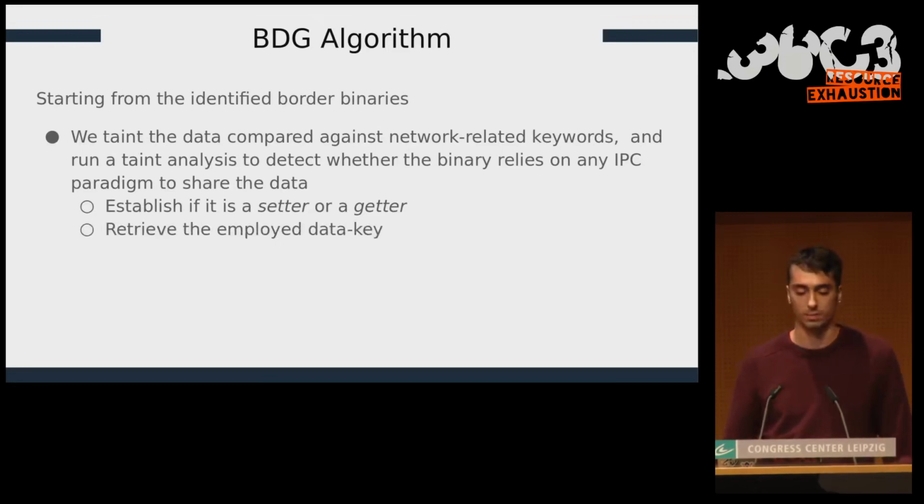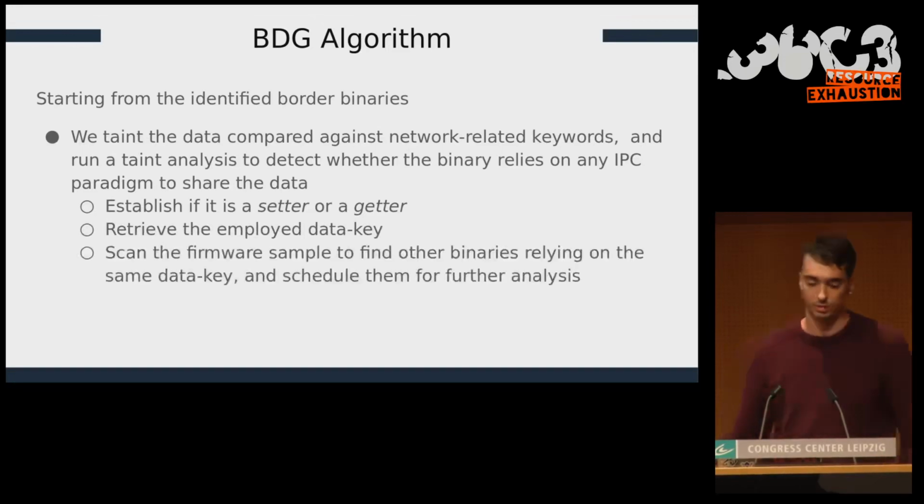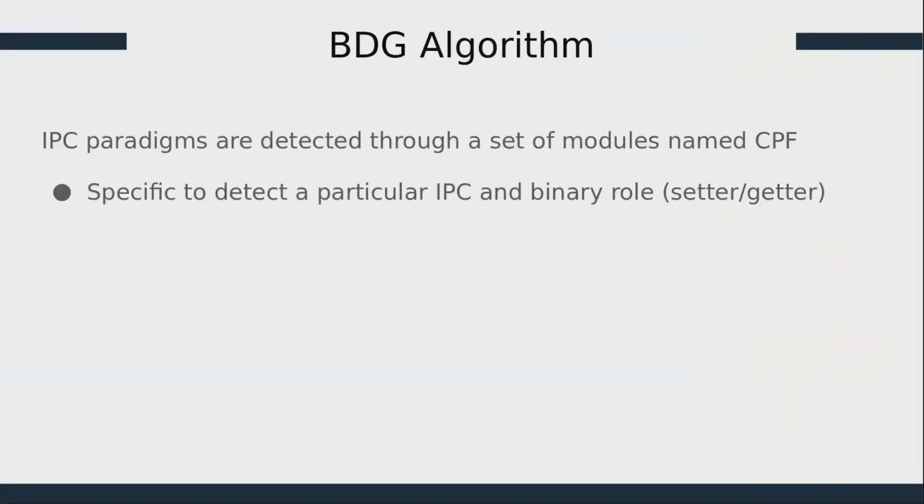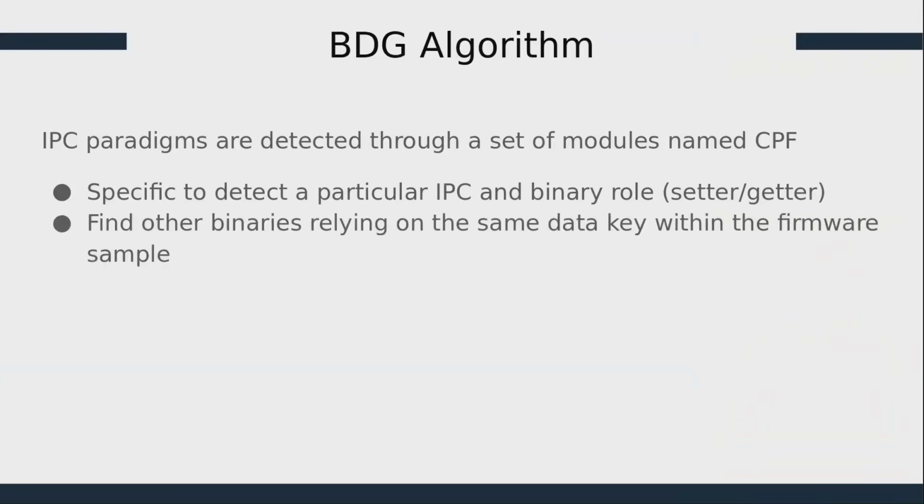Then we retrieve the employed data key, which in the example before was the keyword query string. And finally, we scan the firmware sample to find other binaries that might rely on the same data keys and schedule them for further analysis. To understand whether a binary relies on any IPC, we use what we call CPFs, which again means Communication Paradigm Finder. We design a CPF for each IPC. And the CPFs are also used to find the same data keys within the firmware sample.